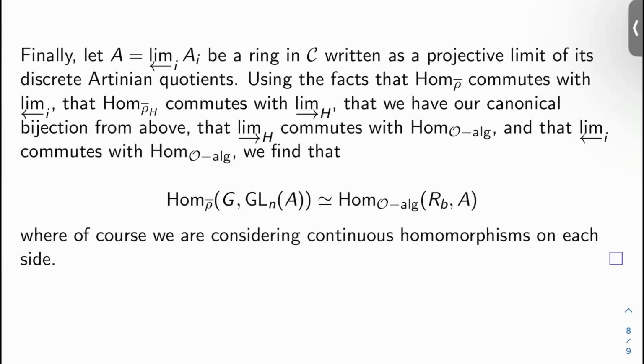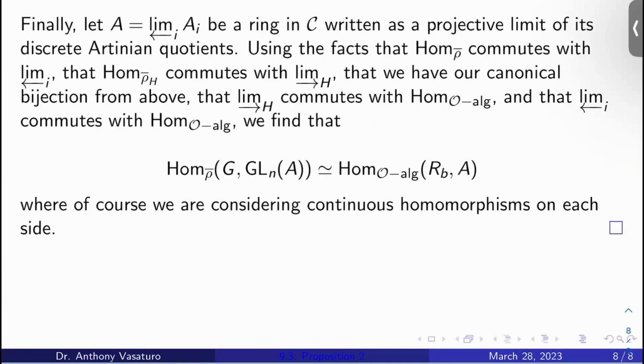If you put all that together along with the finite case, we find that Hom rho bar from G to GLN of A is isomorphic to O algebra maps from RB to A, which is exactly what proposition 2 claimed. And of course, we're considering continuous homomorphisms on each side.